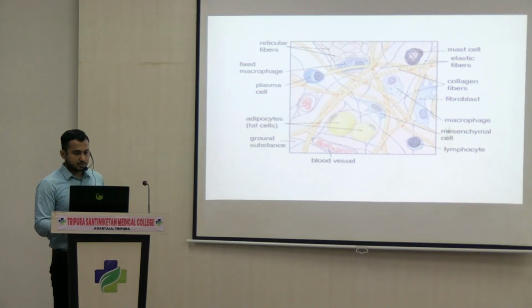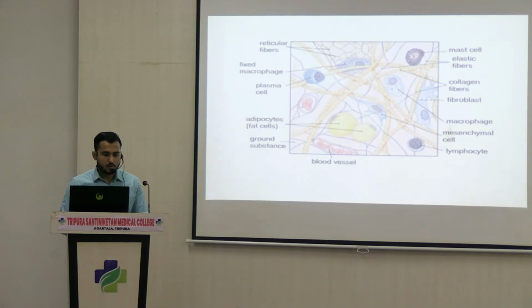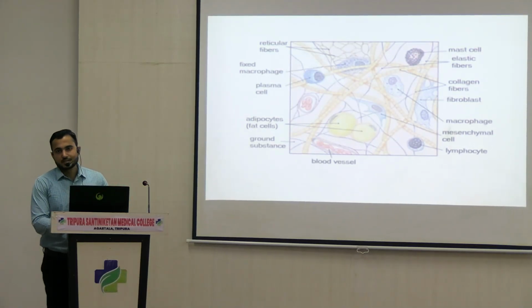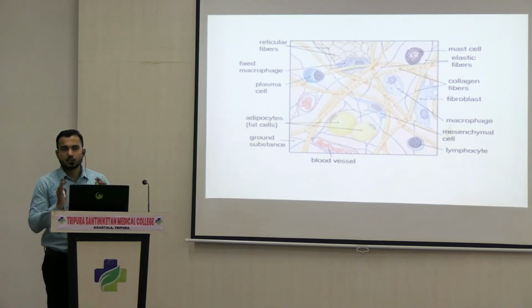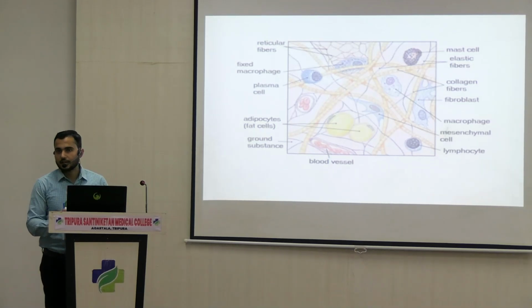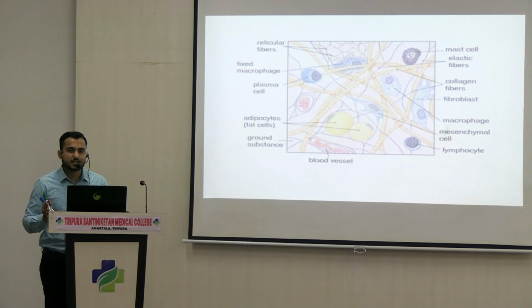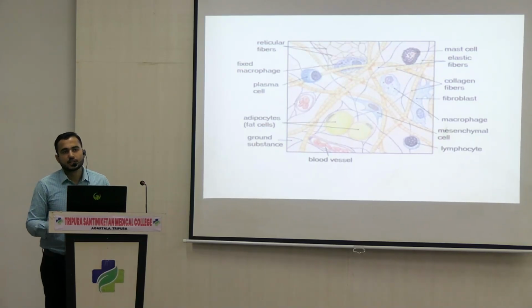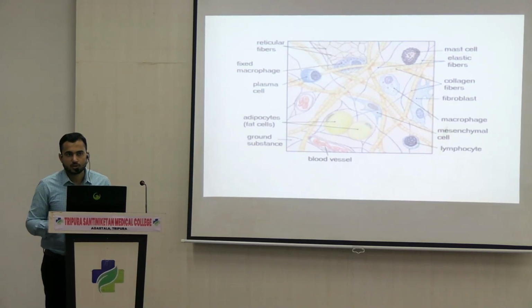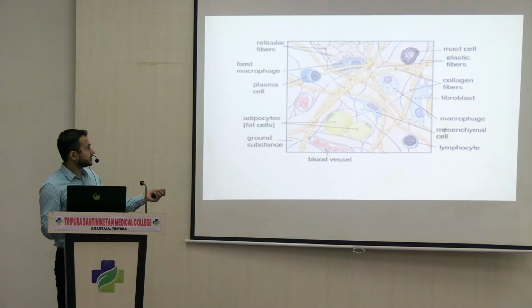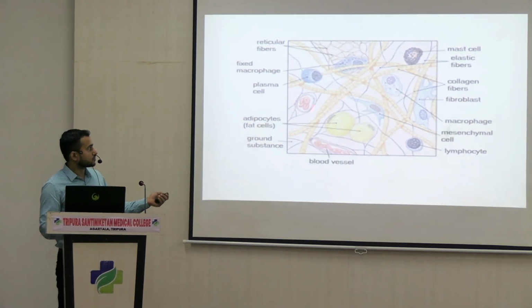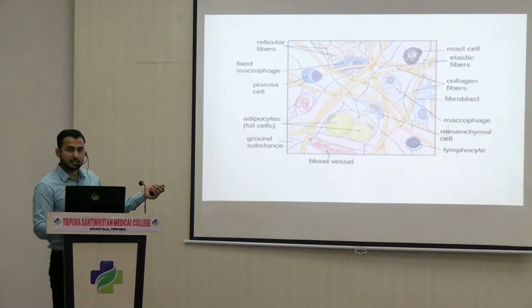Now here you can see, what is this? This is a schematic diagram showing the connective tissue, generalized connective tissue. What can you see in it? You can see the ground substance. You can see different types of cells, and along with that, you can see different types of fibers also. So this is a generalized connective tissue, where different types of cells are there.